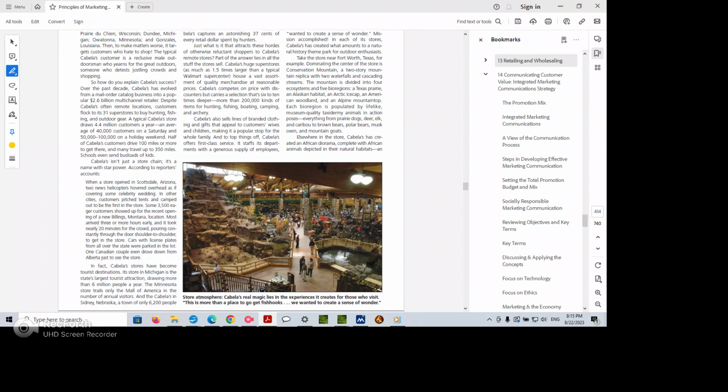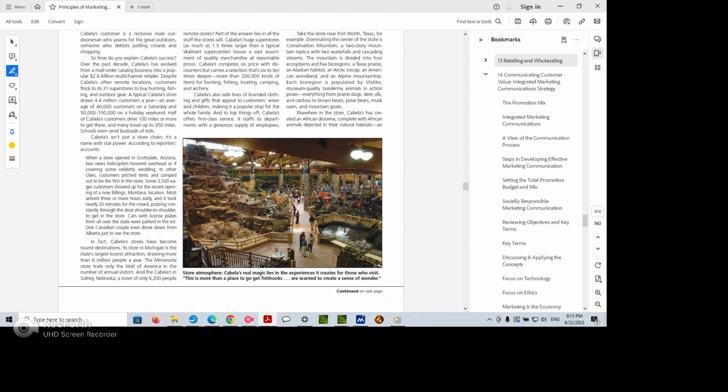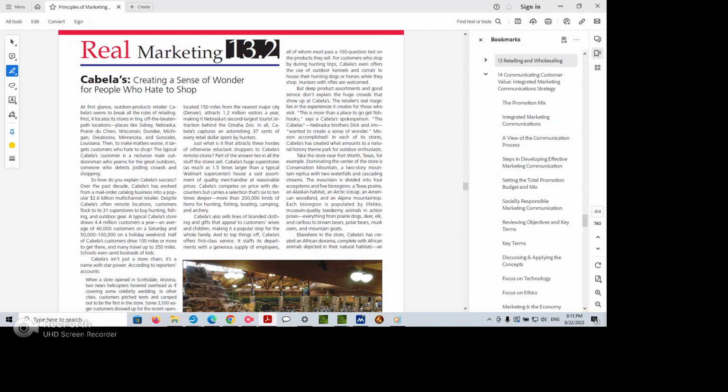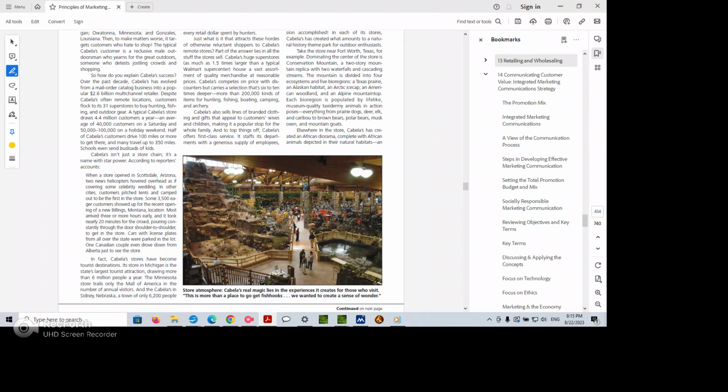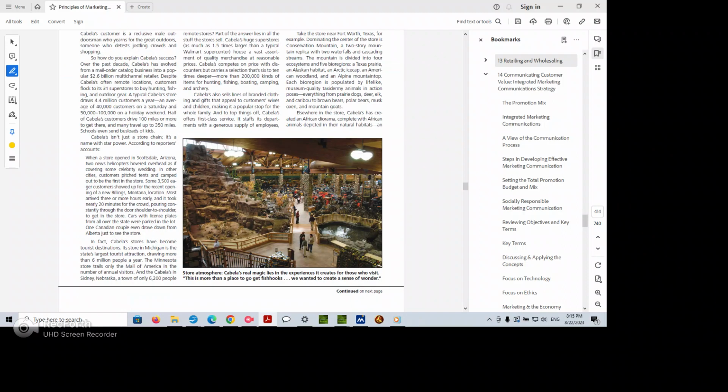Now, one of the most uniquely immersive and experiential marketing I've ever seen is Cabela's. And there's a case example that's very interesting. Let me just sum it up. I'm going to have you read the case example on your own. It's a very interesting thing.